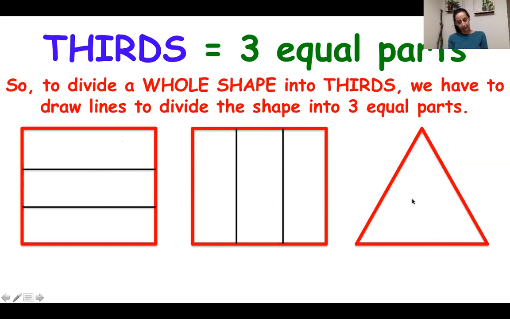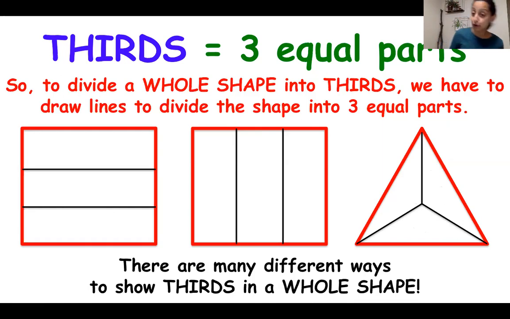Triangles are a little tricky because if I were to make an up and down line here and another up and down line here, they wouldn't be the same size and they wouldn't be the same shape. They would not be equal. So in a triangle, I have to start at the top vertex and make a line down to the middle. Then I go to the next vertex and make a line to the middle. And then the last vertex and make a line to the middle. That guarantees that our three parts are equal, that they're the same shape and the same size. So again, there are many different ways to show thirds in a whole shape.